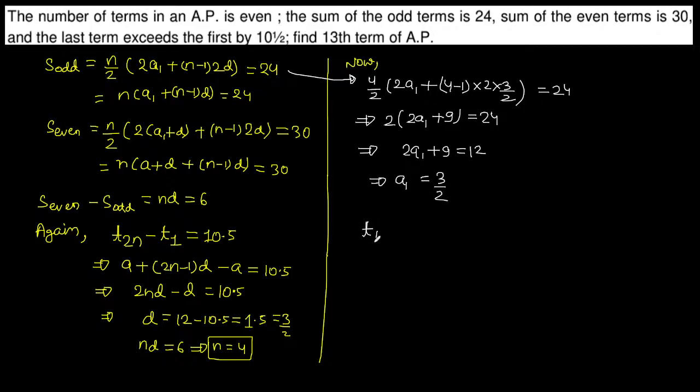Now term 13 is equal to a1 plus (n minus 1) into d. So a1 and d is common, so it is simply nd, which is 6. So we are done with this.